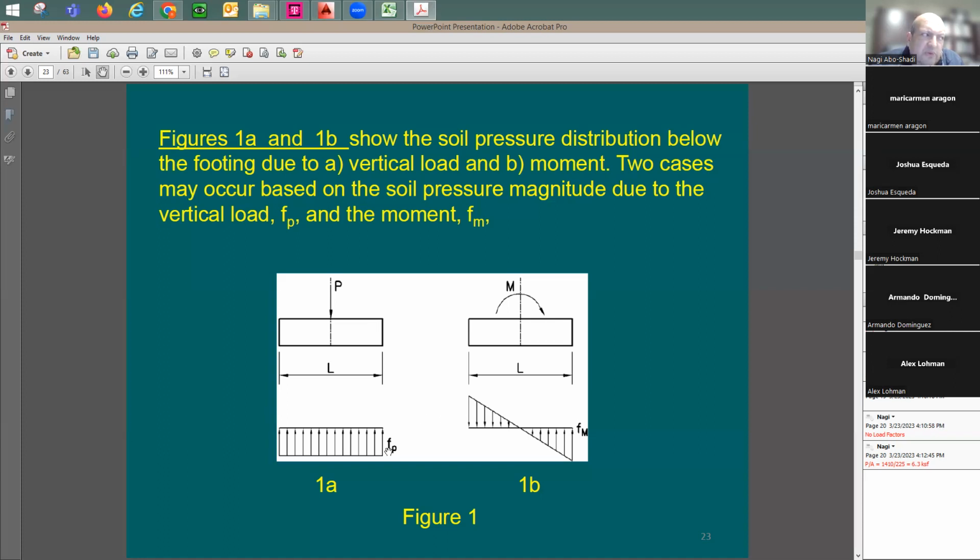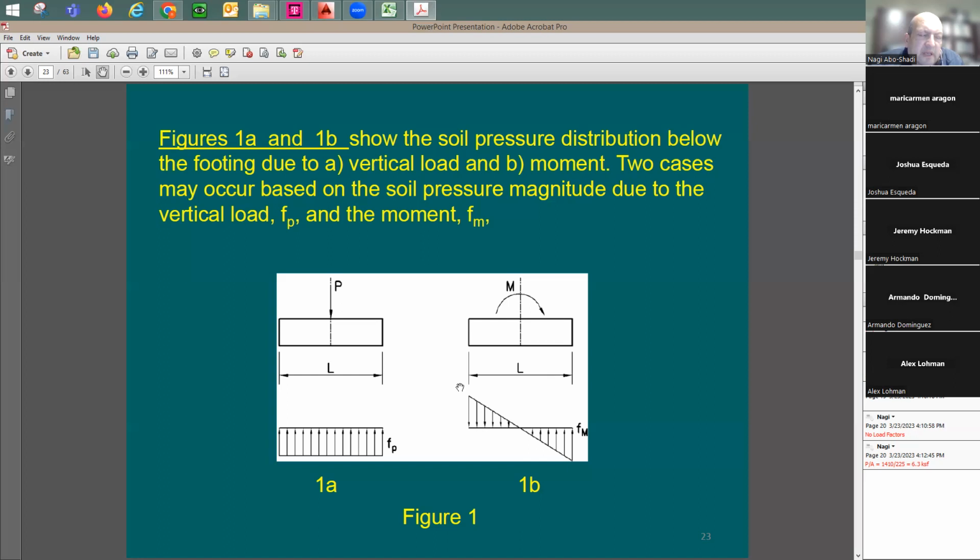When you go here to point 2, you take this F sub P plus F sub M. It means I have compression throughout, and this side is going to be compression, so the stress at that point is going to be all compressive. I have compression coming from the P and compression coming from the moment. While at this point, I have some compression and a little bit of tension.